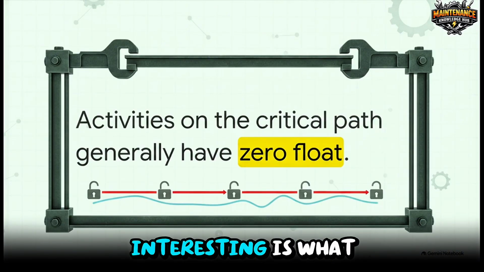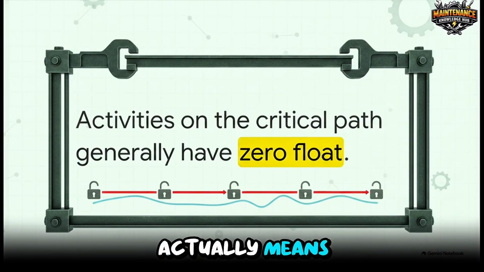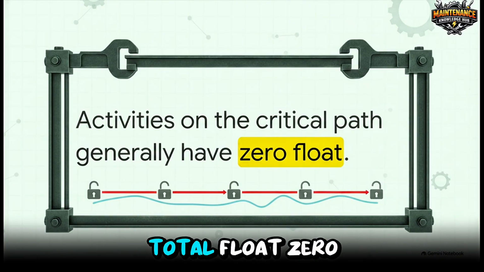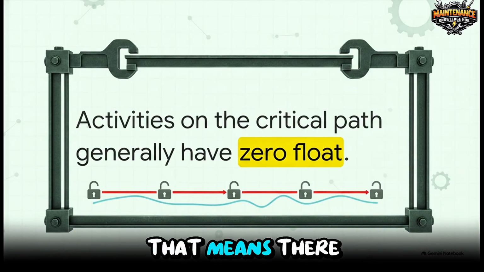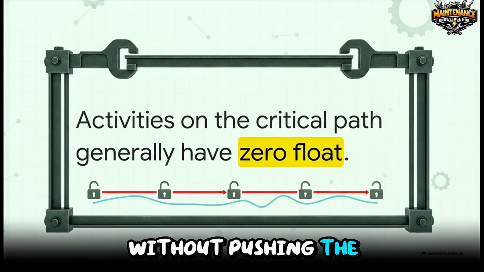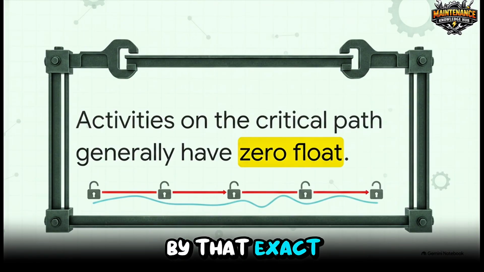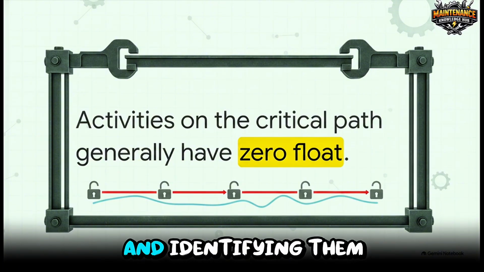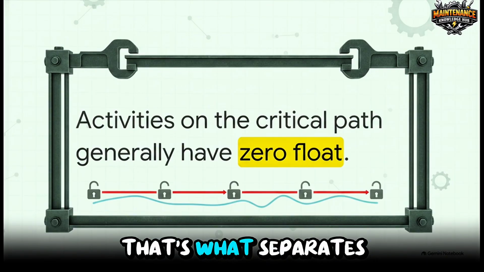Now, what's really interesting is what this longest path actually means in everyday practice. Activities on the critical path generally have zero total float. Zero. That means there is absolutely no wiggle room built into them. If a task is on this path, it cannot slip by a single day, an hour, or even a minute without pushing the entire project deadline back by that exact same amount. The stakes for these specific tasks are incredibly high, and identifying them early on, well, that's what separates good managers from great ones.